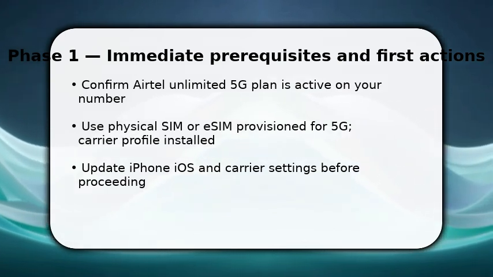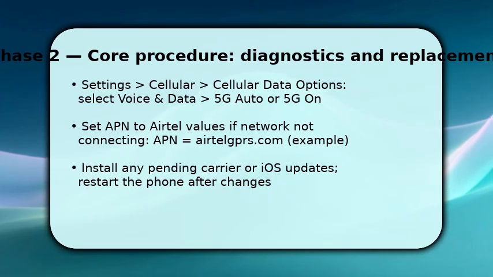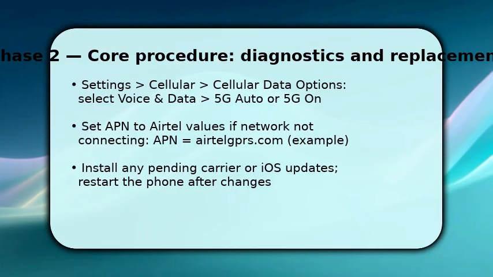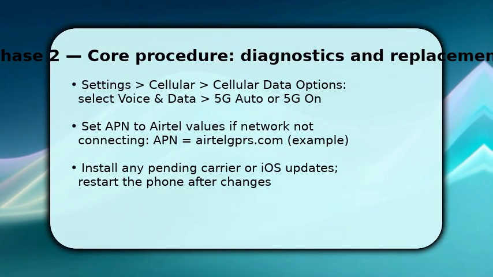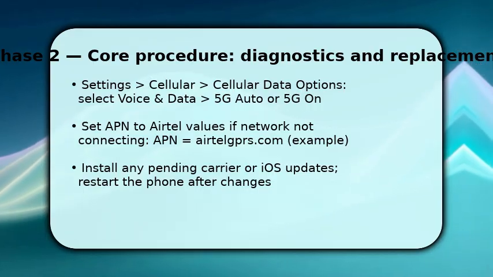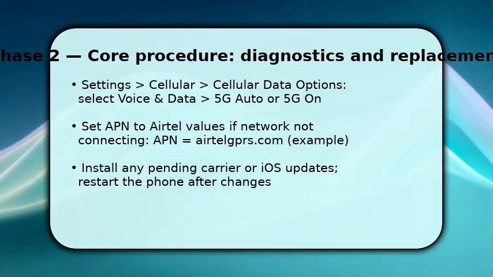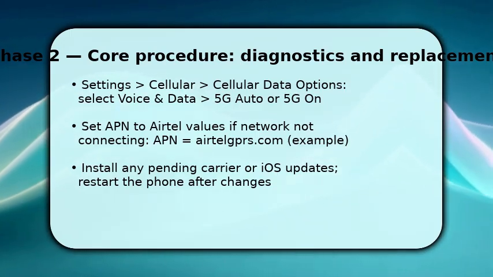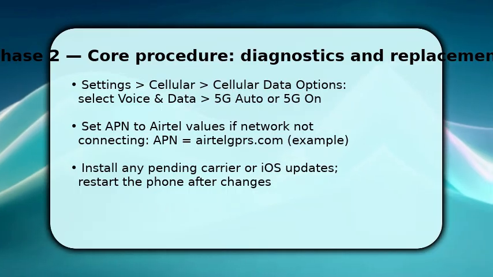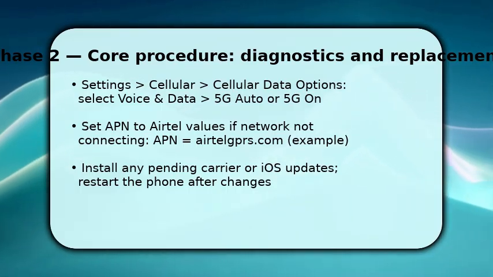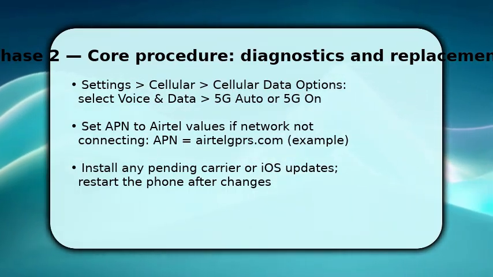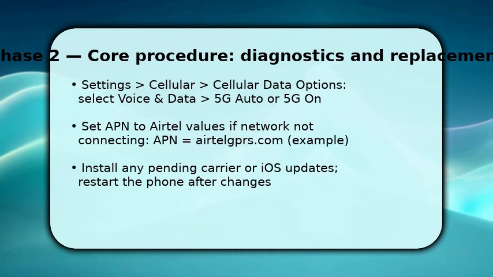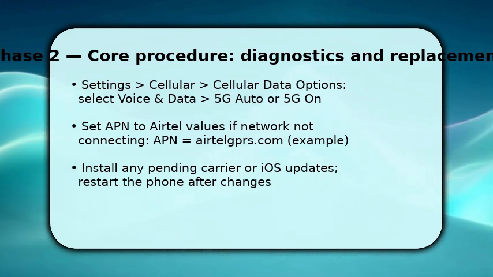Now you enable 5G and verify APN settings. Go to Settings, Cellular, Data Options and choose Voice and Data, then pick 5G Auto for battery-smart use or 5G On to force 5G. If registration fails, edit the APN under Cellular Data and enter Airtel's APN. This helps data attach. Install pending carrier and iOS updates, then restart the iPhone 13 so new profiles apply. Make sure the correct line is primary for cellular data to avoid using the other SIM or eSIM.